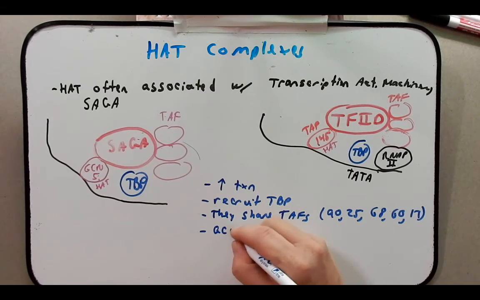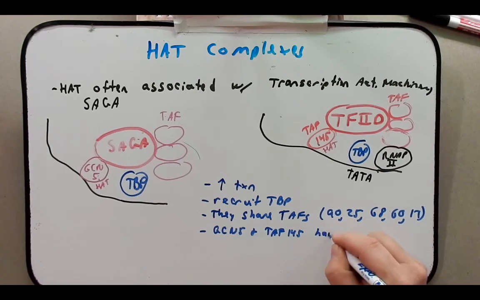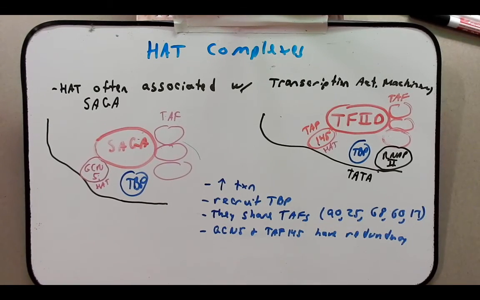Interestingly, GCN5 and TAF 145 have some redundancy. In some situations, when we reduce or eliminate GCN5 in a cell, TAF 145 can substitute and turn on the genes associated with the SAGA. And the reverse is true as well. In some situations, when we remove TAF 145, GCN5 can compensate for its loss. So how are they different? Why do we have both of these if there appears to be this redundancy?